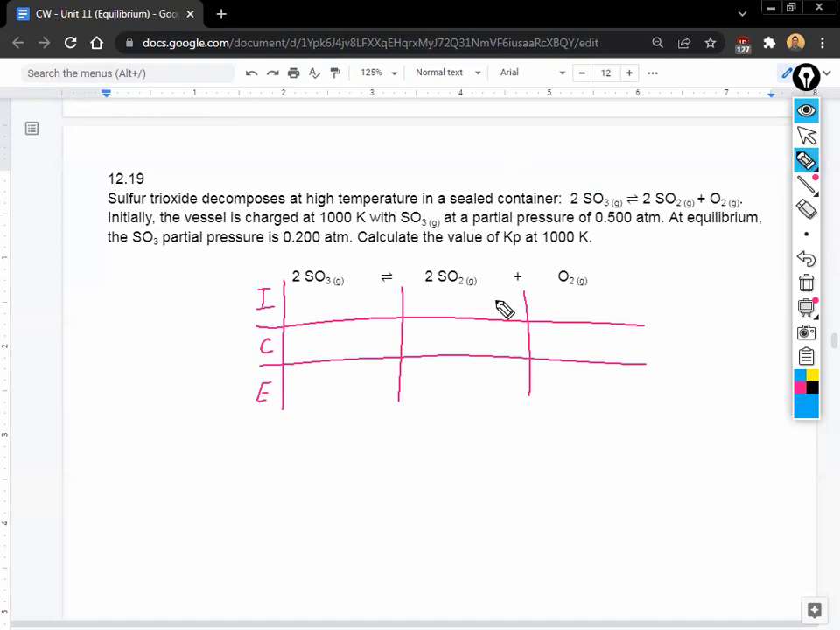Okay, so let's plug in the numbers that we have. Here it tells us that initially SO3 has a partial pressure of 0.5 atm. So we're going to plug in 0.5 atm for the initial pressure. And then it tells us at equilibrium the partial pressure drops to 0.2 atm. And it doesn't say anything about the other compounds.